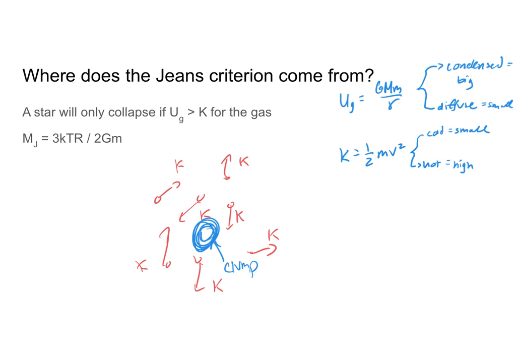So, to summarize, a dense, cold gas has a smaller Jean criterion mass than a hot diffuse gas. So a hot and diffuse gas has a much larger Jean mass and is therefore less likely to become a star.